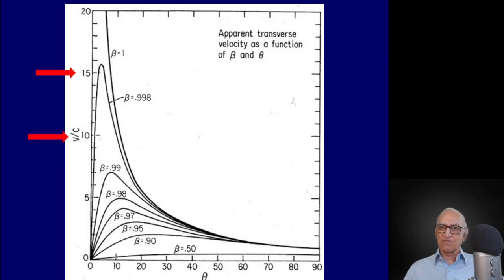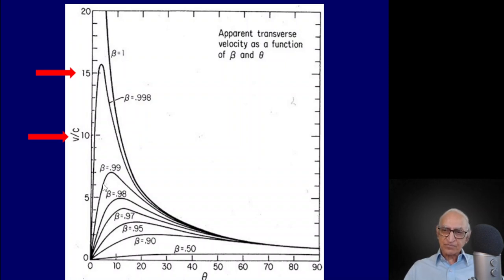So here is a plot. What is plotted on the y-axis is v over c, the apparent velocity divided by the velocity of light. And what is plotted here is the angle theta. Theta is the angle made between the direction of emission of the blob and the direction from the black hole to the observer. And these various plots are for various values of beta. Clearly, when beta becomes very large, the peak apparent velocity becomes very, very large for small angles.